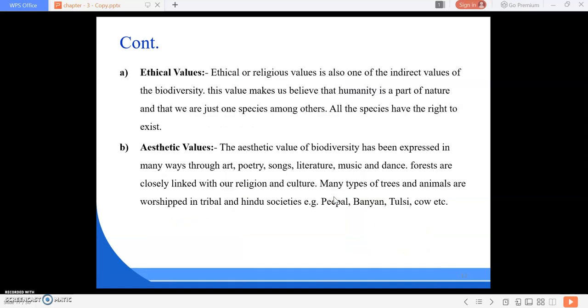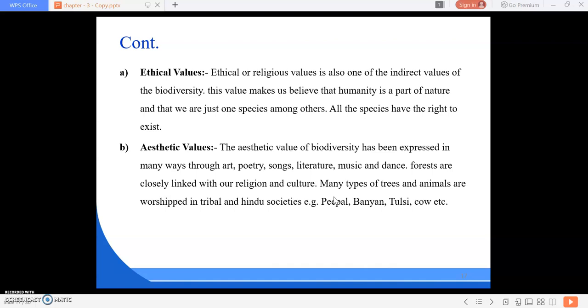Next, we are going to study the ethical values. Ethical or religious value is also one of the indirect values of biodiversity. The ethical and religious value of biodiversity is rooted in the understanding that humanity is part of nature and that we are just one species among others. All species have an inherent right to exist. Future generations also have an inherent right to know them and to have the choice of using them or not.